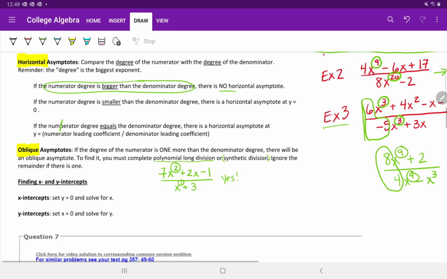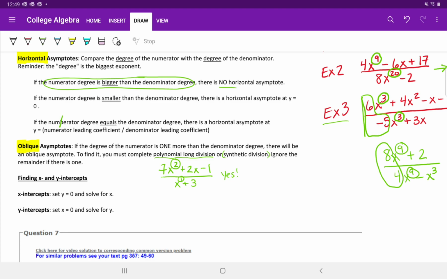I also want to remind you about finding x and y intercepts. Some of these questions are going to ask us to find those. To find x-intercepts, you set y equal to 0 and solve for x. To find y-intercepts, you set x equal to 0 and solve for y.